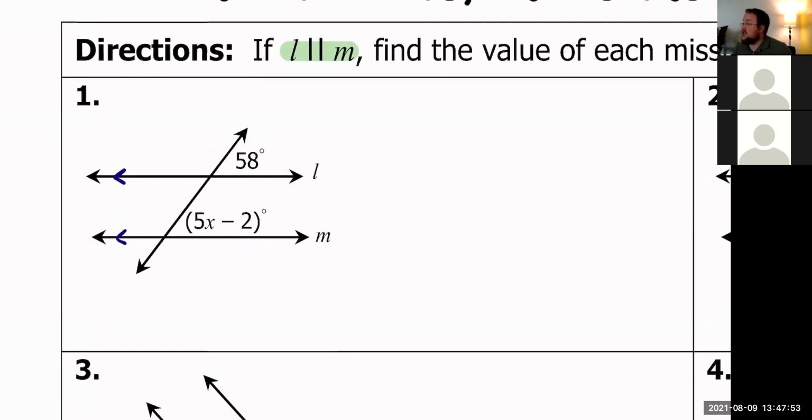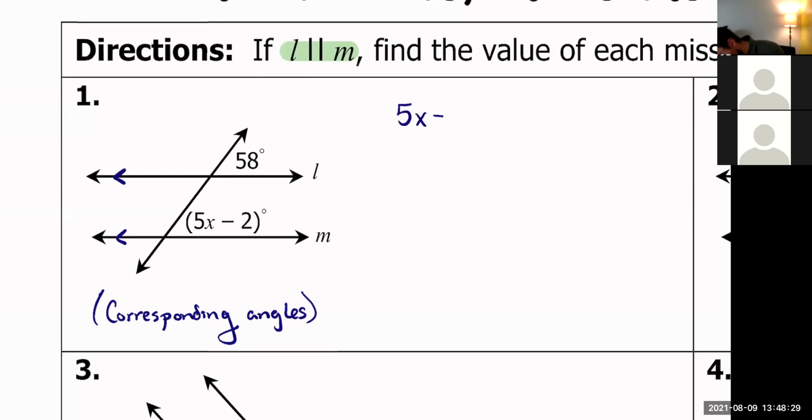How are these 2 angles related to one another? Same side of the transversal, opening in the same general direction. Corresponding. They are corresponding angles. So underneath, I'm going to write a little note here that these are corresponding angles. And if I go to the previous page, we said that corresponding angles are always congruent, which means then that 5x minus 2 would have to equal 58 degrees.